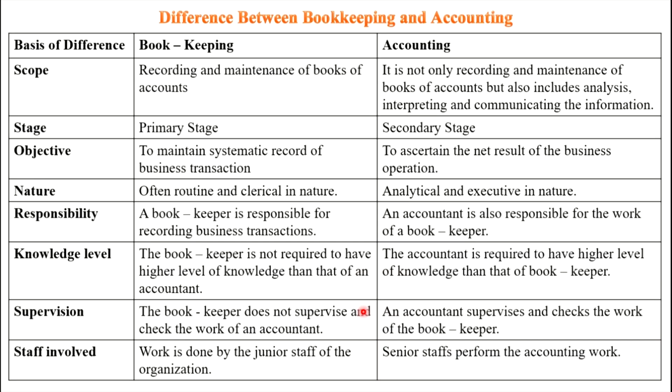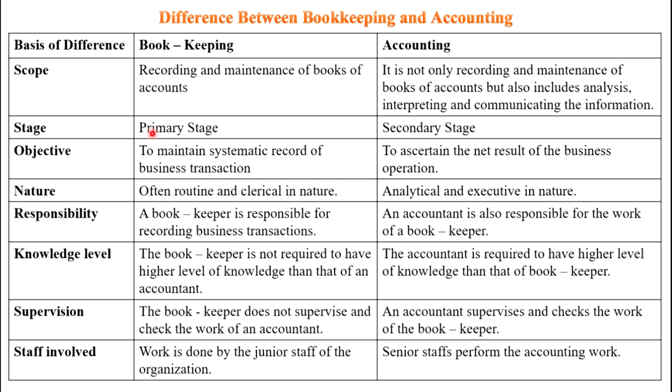Now we are going to see the last point, that is difference between bookkeeping and accounting. See, bookkeeping scope is related to only recording and maintenance of books of account. Books of accounts are ledger and journal. Then accounting is not only recording and maintenance of the books of account but also includes analysis, interpreting and communicating the information to the concerned parties. There are external and internal users of the accounting information that we are going to see in next videos.